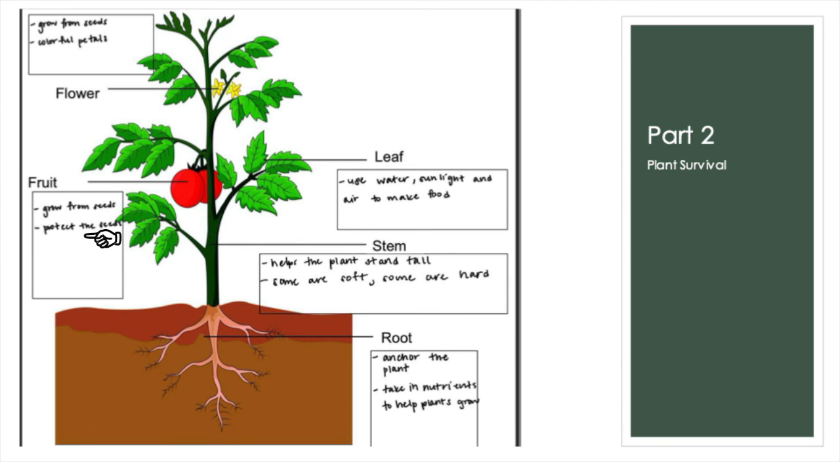Plants also have fruit, which also grow from seeds. The fruit helps to protect the seeds. Plants have leaves that use water, sunlight, and air to make food. I also wrote that plants have stems that help them stand tall. Some are soft and some are hard.